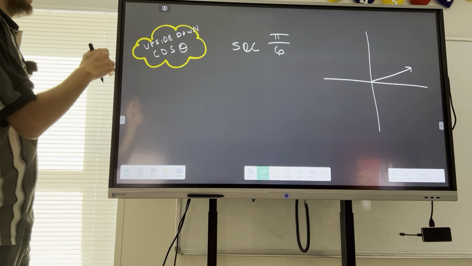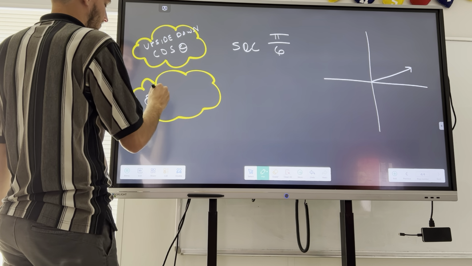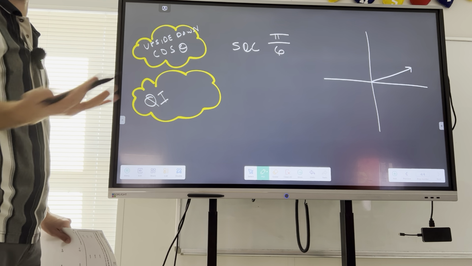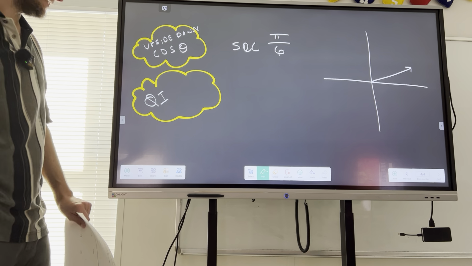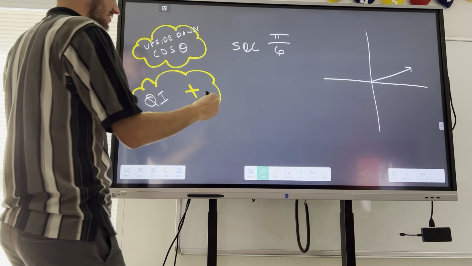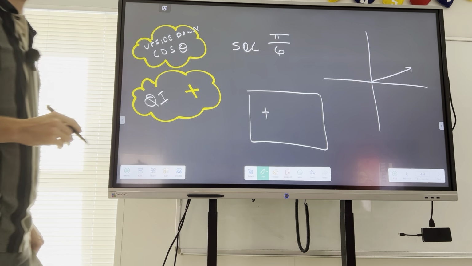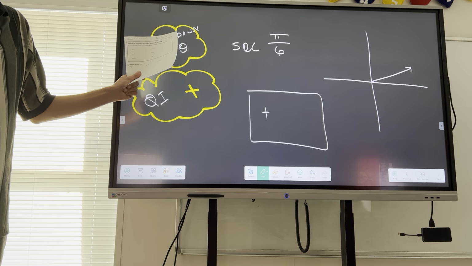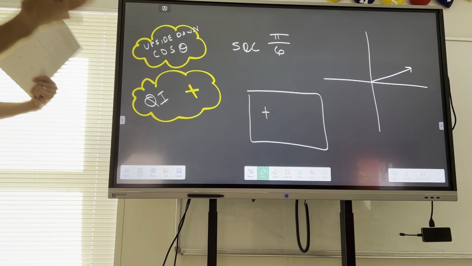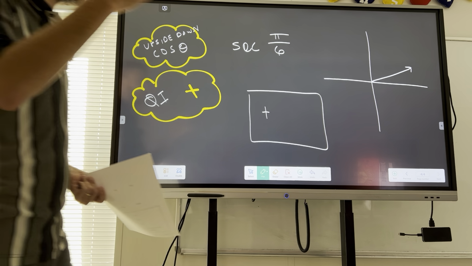I'm also going to think quadrant 1. Is cosine positive or negative in quadrant 1? Positive. So I know for a fact that my answer is going to be a positive number, because cosine is positive, and when I flip a number upside down, that doesn't change its sign. It's going to stay the same. So, all right, cool. Now I just need to go on my unit circle or use my memory here.